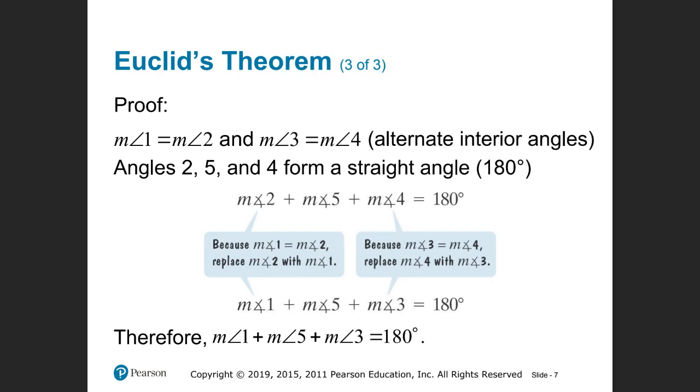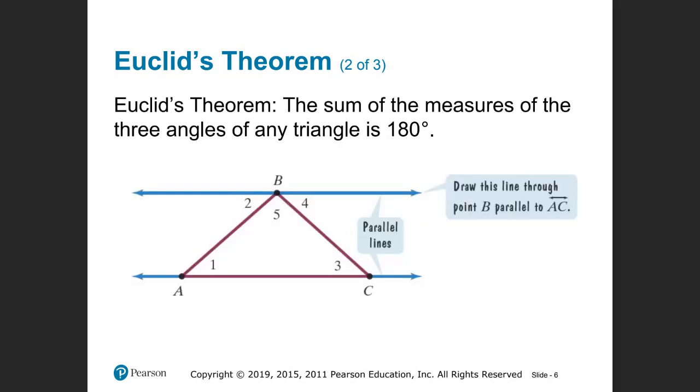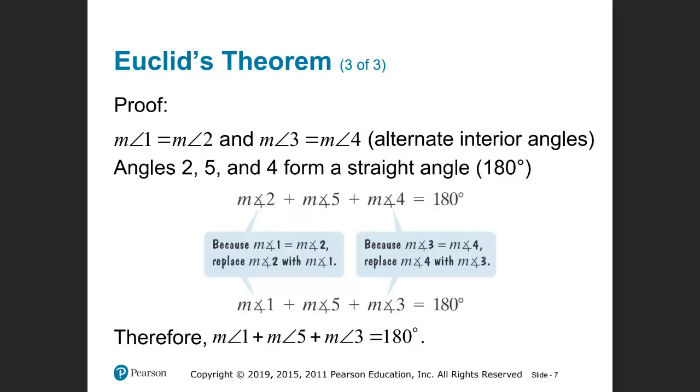So here's a proof. The measure of angle 1 is equal to the measure of angle 2, and the measure of angle 3 is equal to the measure of angle 4, alternate interior angles. We can refer back to the diagram. 1 and 2 are equal. 3 and 4 are equal. Angles 2, 5, and 4 form a straight line, which would be 180 degrees. So the measure of angle 2 plus the measure of angle 5 plus the measure of angle 4 is equal to 180.